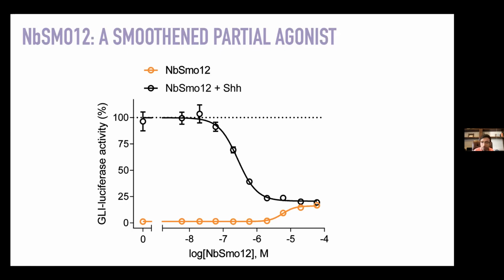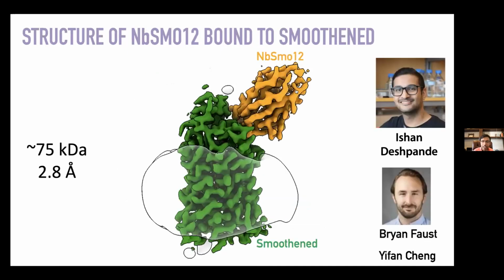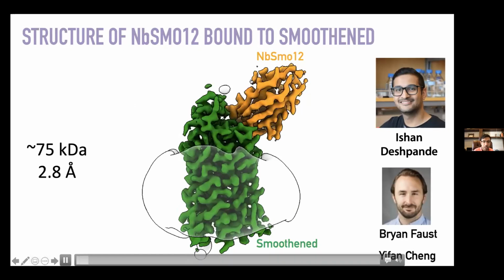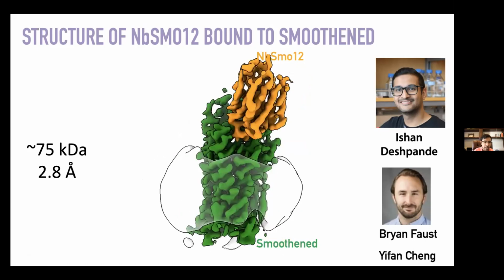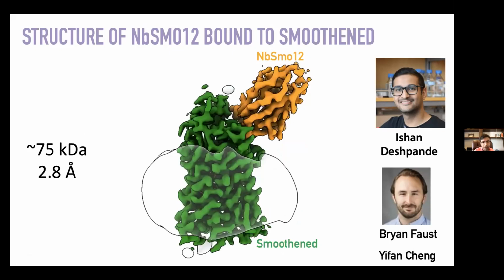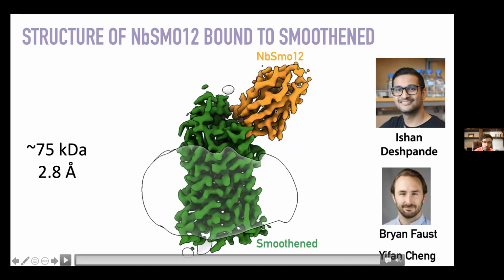And what's really remarkable is that, I think on their first try, Ishan and Brian, working with the S2C2 Center, were able to get a structure of SMOOTHENED bound to just this nanobody. So in green here is the 7 transmembrane domain of SMOOTHENED, with a little bit of the extracellular region, and in orange here is this nanobody. Just to give you some statistics, this is a pretty small membrane protein complex of only about 75 kilodaltons. I'd wager that the structured part is probably even smaller, approaching about 50 or 60 kilodaltons. And the overall nominal resolution of this structure is really quite good, about 2.8 angstrom resolution.